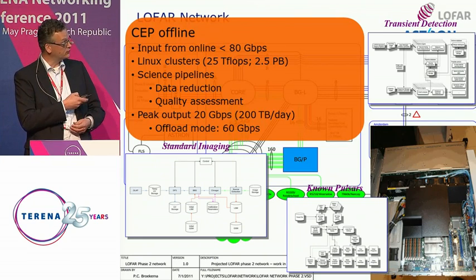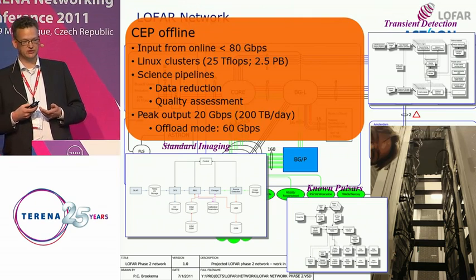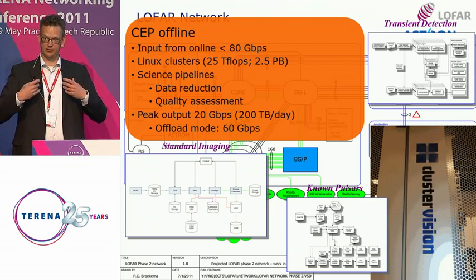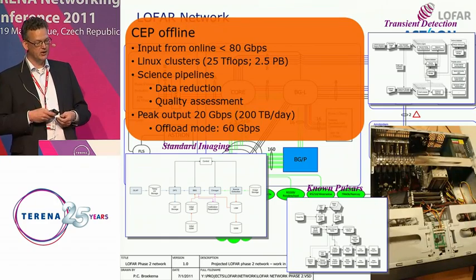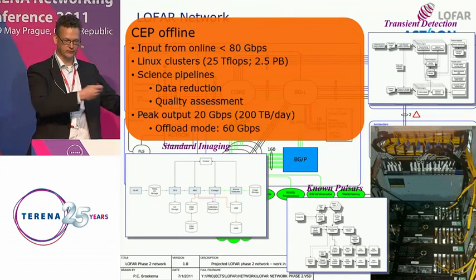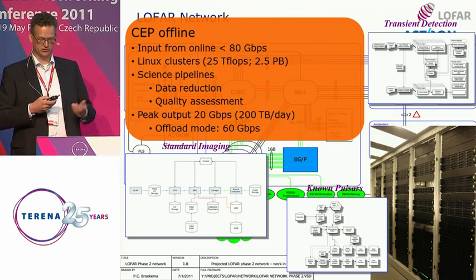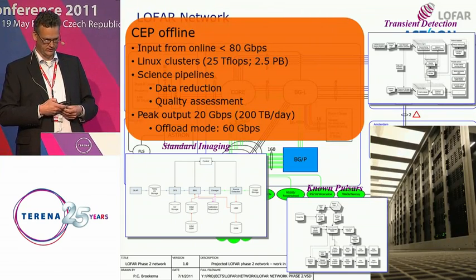And actually, we also have an offload mode. If central processing systems are overloaded, we have a very intensive observing campaign, we have a capability of actually storing our data not on our own systems, but transferring them to one of the long-term archive sites at 60 gigabit per second, which is approximately observing speed.